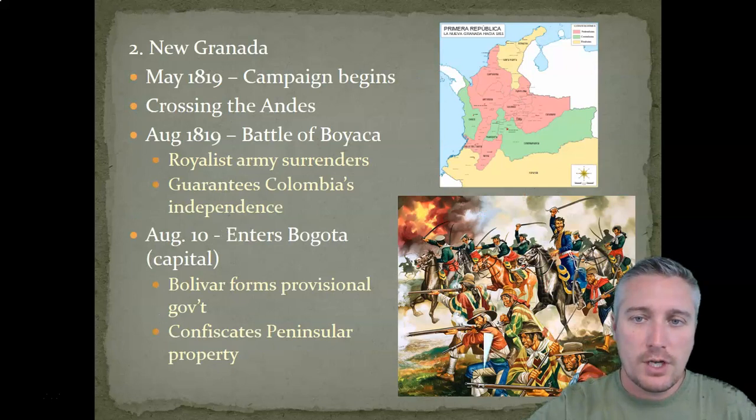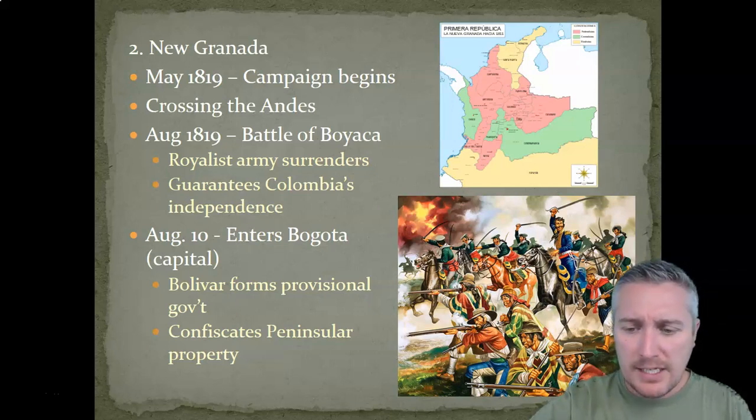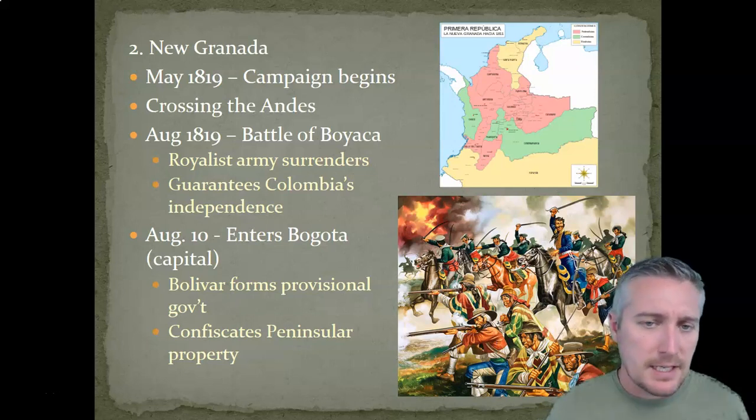And so he moves on to this new area of New Granada. And this campaign will begin in May of 1819. And much like what we saw with San Martin, not as rugged of an area, he does take an army of about 2,000 men to cross the Andes Mountains. A lot of these soldiers get sick and die. In fact, they end up having to use a lot of the horses and cows for food. They're eating the horses because of the harsh terrain.